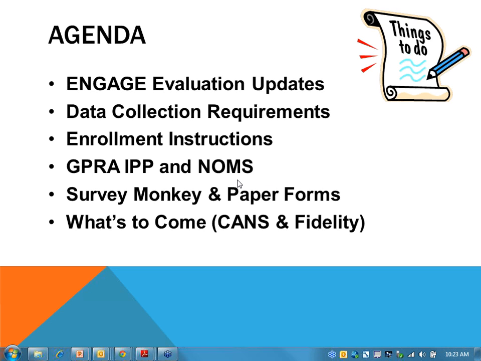For those of you that have worked on SAMHSA grants before, I'm sure you're very familiar with the GPRA. I'm going to go over in a little more detail the IPP indicators and the GPRA NOMs. Then I also want to go over our SurveyMonkey and paper forms. And then also we'll finish off with what's to come. These are things that are not going to be expected of you right away, but are actually coming pretty soon. So I figured it'd be best to touch on it a little bit.